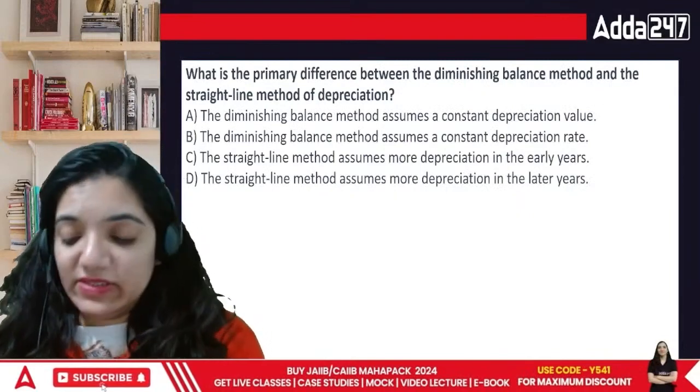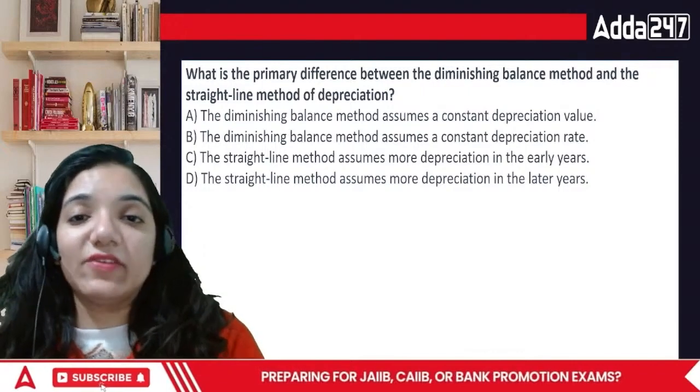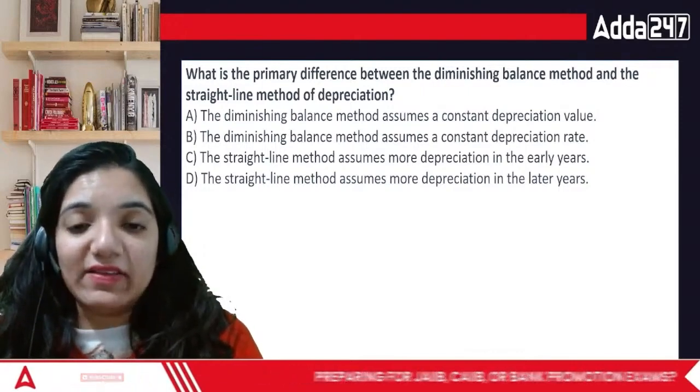Okay, now comes the very important question, that is what is the primary difference between diminishing balance method and the straight line method?